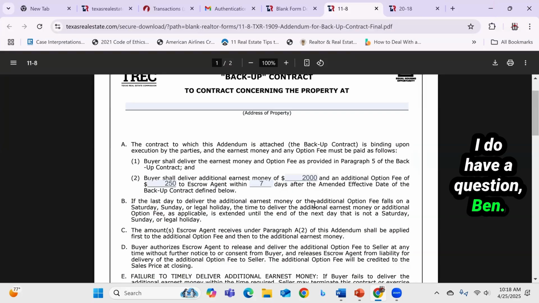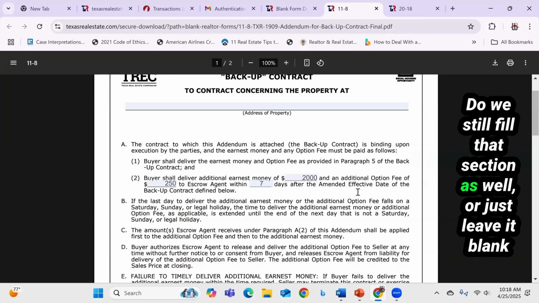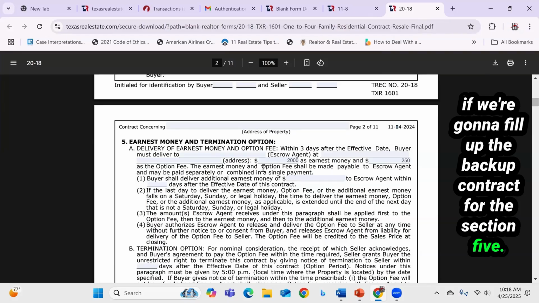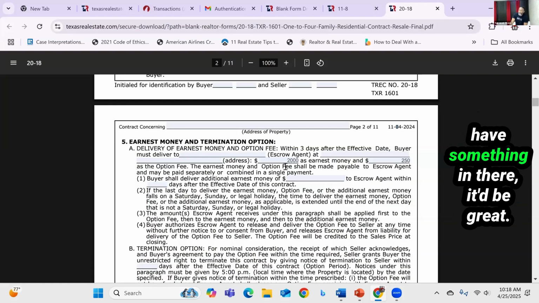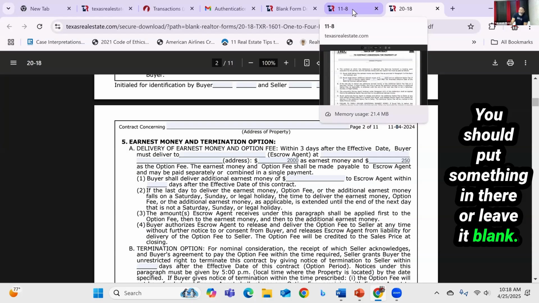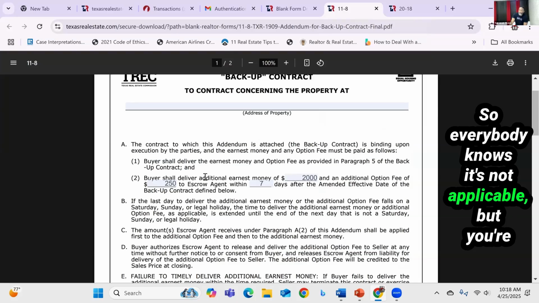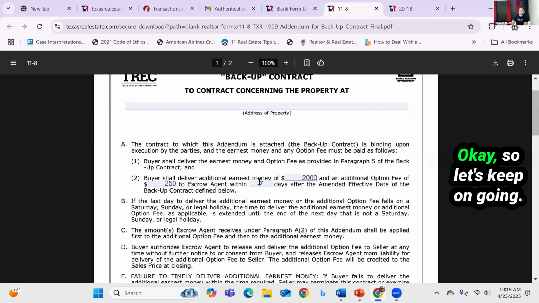I do have a question, Ben. Thank you for the training today. For the 124, do we still fill that section as well, or just leave it blank if we're going to fill out the backup contract for section 5? Yep, you will leave this all blank. I don't like leaving stuff blank. If you can put an NA, something like that, so we have something in there, it'd be great. But you're right, you should put something in there or leave it blank. I say put NA, so everybody knows it's not applicable, because you're using this over here as the backup addendum. Anybody else? Okay, so let's keep on going.